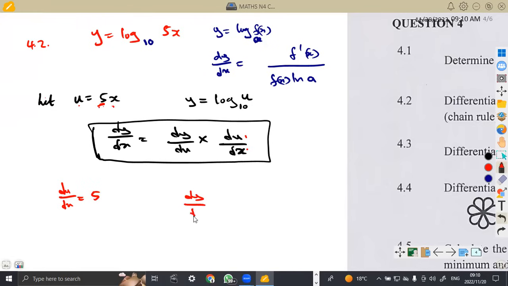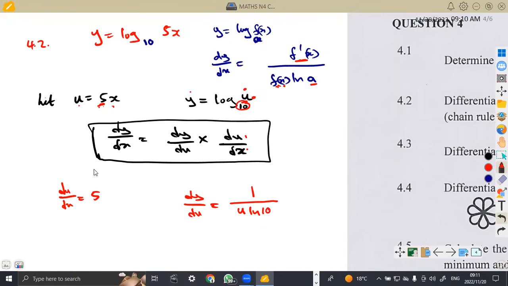Then we have dy du, the derivative of y with respect to u. We said log is the first derivative. The derivative of u is 1 over f of x. Our f of x in this case is f of u, which is u ln a, where a is the base. In this case, our base is 10. So it's ln 10.